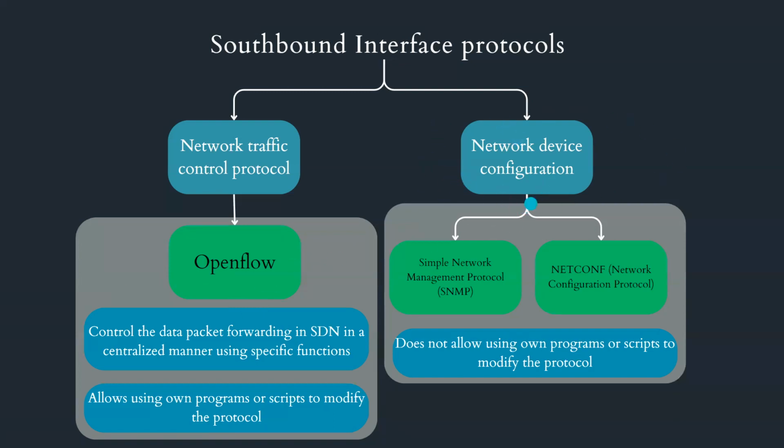Network device configuration protocols can also be divided into two parts. One is the simple network management protocol, or SNMP. And then there's another protocol, the network configuration protocol, NETCONF. So these are two protocols that are used to define the device configuration of the network devices. The initial configuration of the network devices will be determined first, before enabling the network to use SDN technology. So first you need to configure the network to enable the SDN technology. The initial configuration will be done using SNMP and NETCONF. These protocols are initially used to initialize the network to use other technologies such as SDN.